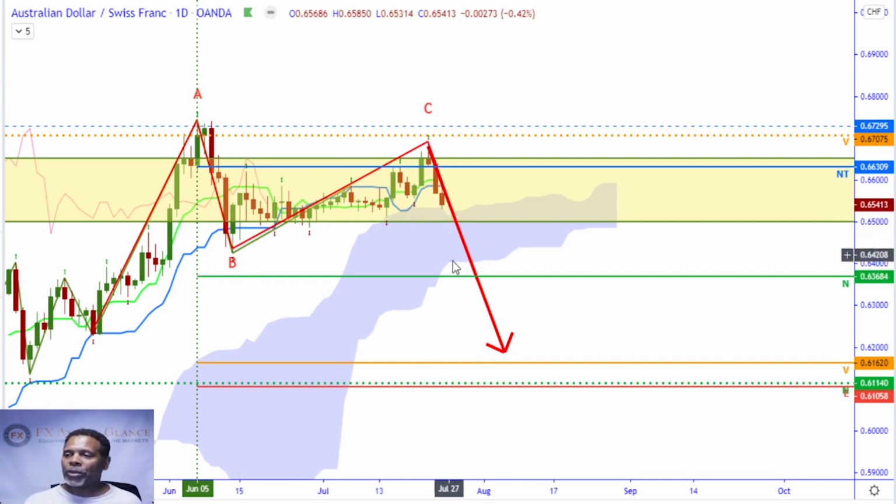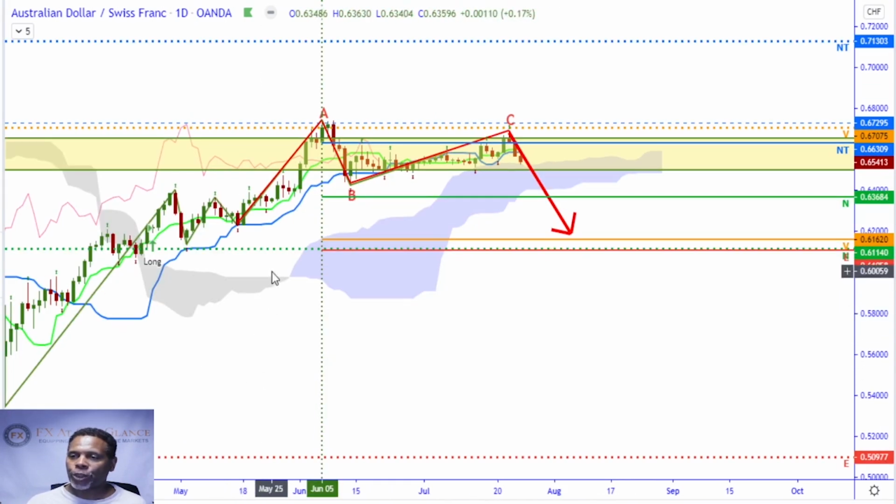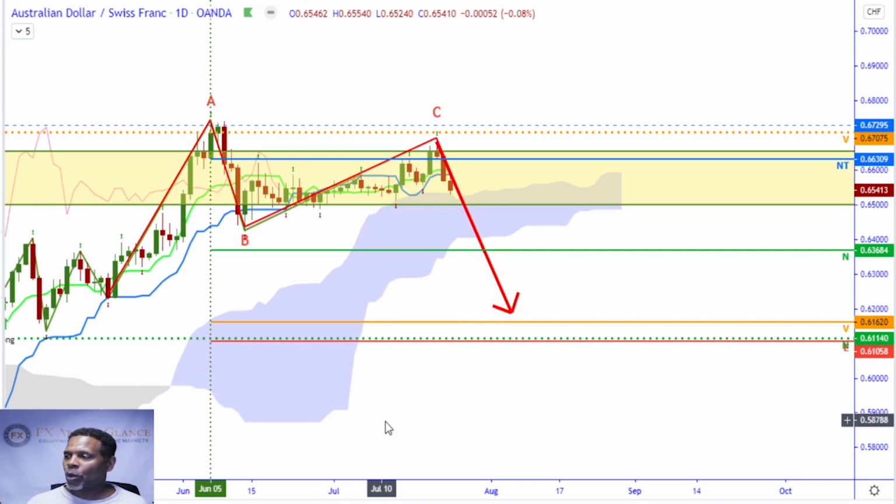Now, a good thing again will be the Kumo breakout. It'll take you probably close to your N level. At that point, you'll probably see the market reacting. But overall, I think you're going to be able to see the market get down to this longer term N level here at about 0.61140. All right, so that's going to be the Aussie Swiss franc.